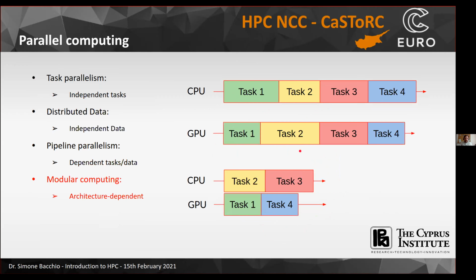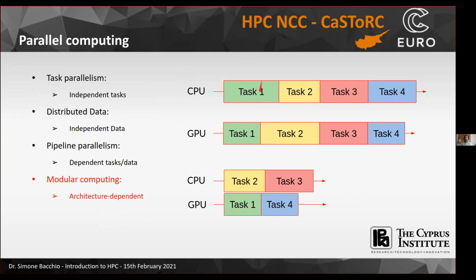Another kind of computing paradigm that is the topic nowadays is modular computing, because indeed in these systems that we saw before, we have, as I explained, different kinds of hardware. We have the CPU and the GPU, which have different specifications and properties, and each of them is faster than the other on doing some operations.